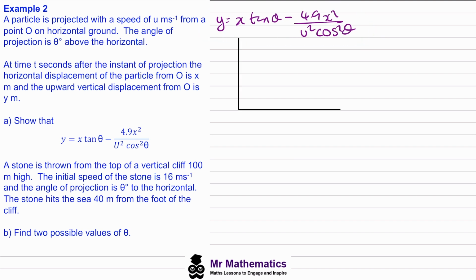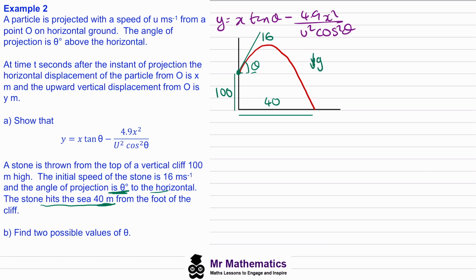Okay, so for part B, a stone is thrown from the top of a vertical cliff 100 meters high. So we'll show this on our diagram. We have the stone starting here. So we can show this trajectory. The initial speed of a stone is 16 meters per second. So we'll show this here at an angle projection of theta to the horizontal, and the stone hits the sea 40 meters from the foot of a cliff. So that will be our range of 40. And we know gravity is acting vertically downwards.